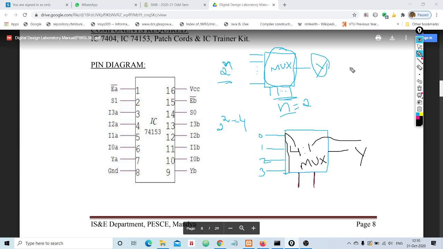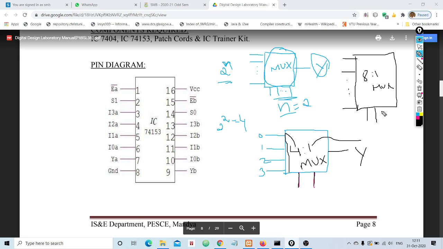Like this we can have an 8:1 multiplexer also. In case of an 8 is to 1 multiplexer, how many input lines will be there? 1, 2, etcetera, up to 8 input lines will be there. How many control lines or special input lines will be there?